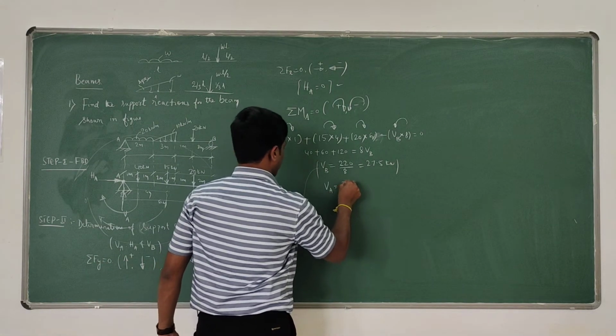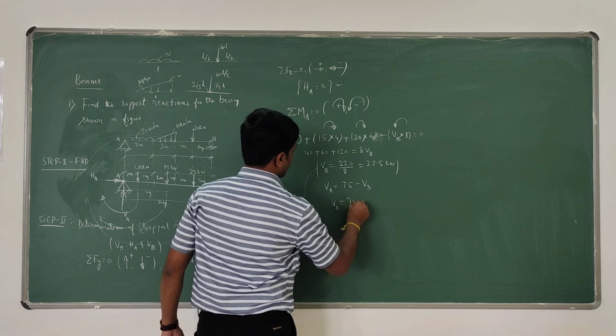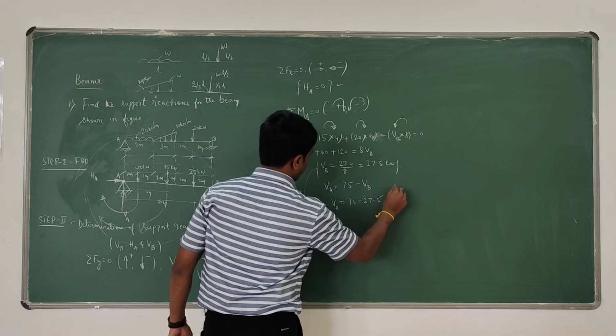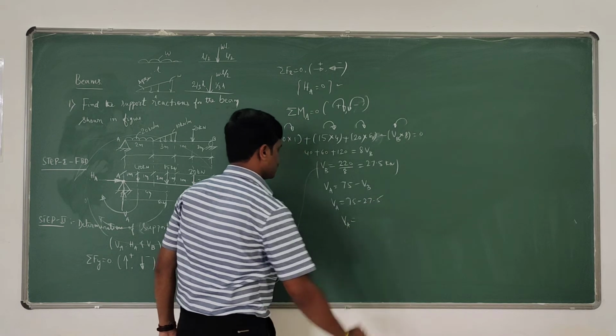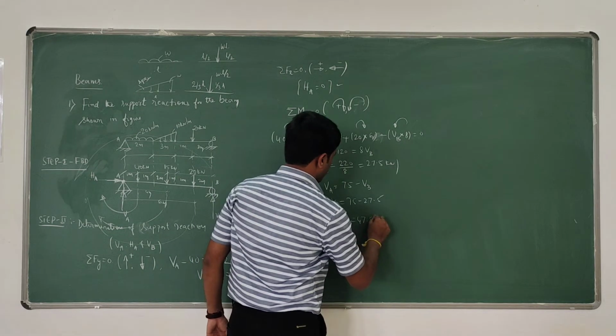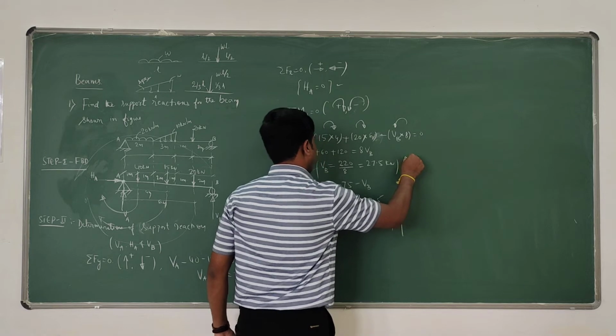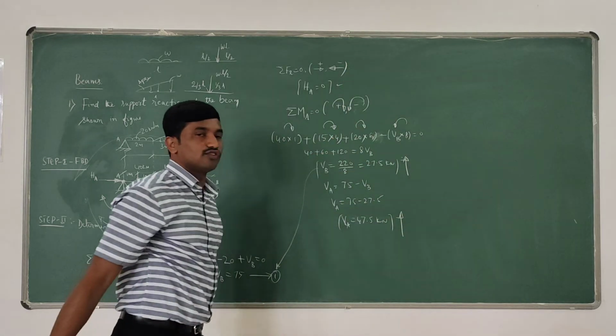VA equals 75 minus VB. So VA equals 75 minus 27.5. The value of VA is 47.5 kilonewton. Both the values are positive, therefore they act in the upward direction, and HA is 0.